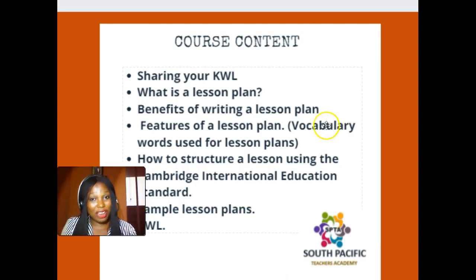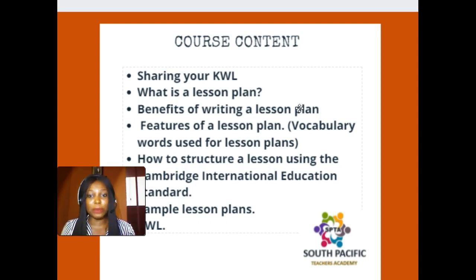So after sharing our KWL, we're going to go straight into what is a lesson plan. You know, everybody talks about writing a lesson plan. I've had people ask me about what's the difference between a lesson note and a lesson plan. So all of that we're going to be discussing under what is a lesson plan.